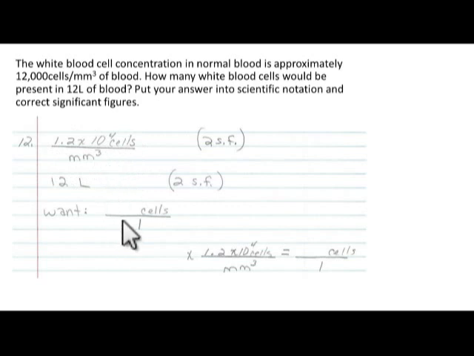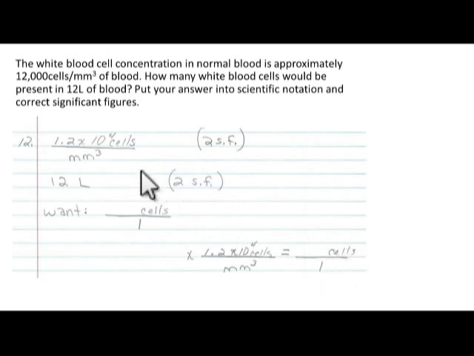That means this is what I want. I want to know how many cells over 1 would be present in 12 liters of blood. Make sure you put your answer in scientific notation and correct significant figures. So when I start to set this up, I'm going to work backwards because it looks like a pretty complex problem to me. I'm going to want to end with however many cells over 1.